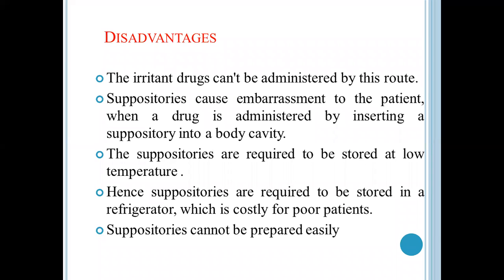It means a patient who has been prescribed suppositories, if this patient does not have a refrigerator, then it is not possible for the poor patient. So that's why it is costly for the poor patient. And suppositories cannot be prepared easily. They cannot be prepared easily because they are prepared by melting. Some molds are required. They are prepared by different methods such as the cooling method, melting or hot insertion method, and rolling method. So all these processes are costly. That's why a disadvantage is that suppositories cannot be prepared easily.